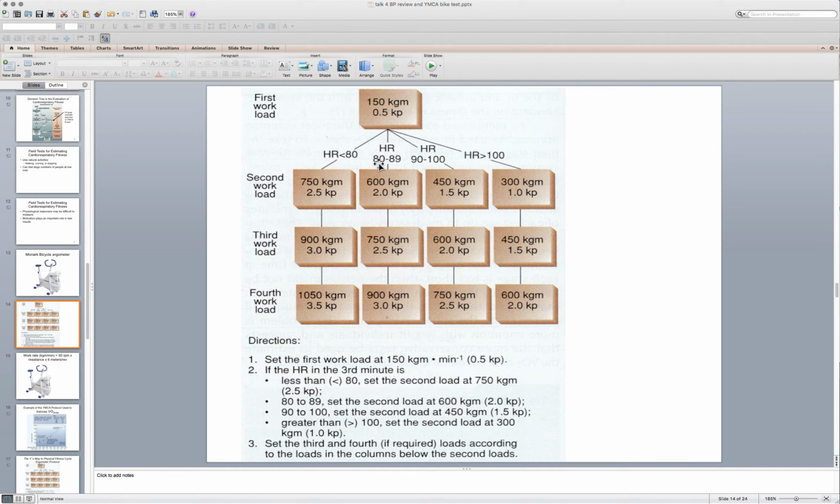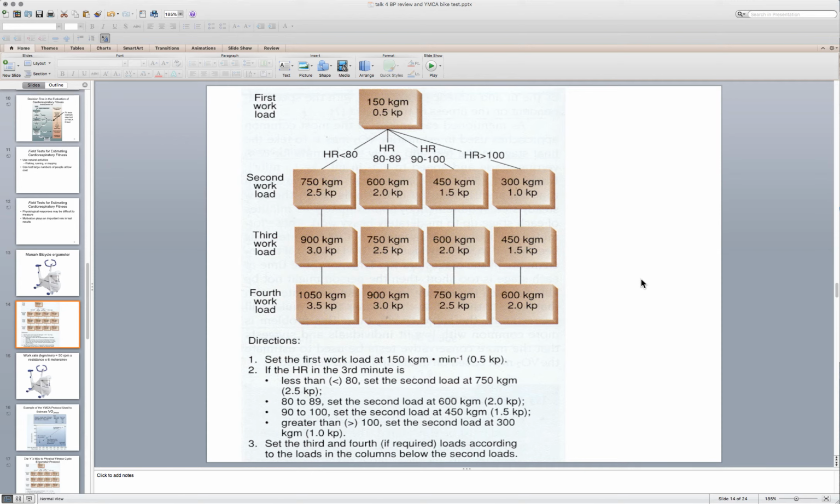And then there's a column of 80 to 89, a column of 90 to 100, and a column of greater than 100. If someone's heart rate following this first easy stage is pretty high, greater than 100, they're probably relatively aerobically unfit. We're only going to increase it from 0.5 to 1, and then you would continue down this column. So the choice you have to make is at the end of the first stage, based on these different heart rate responses to that first stage. Once you figure that out, you'll always go down these columns, and each stage is just going up by 0.5 kilogram of resistance. So 2.5 up to 3 up to 3.5, or 1 up to 1.5 up to 2.